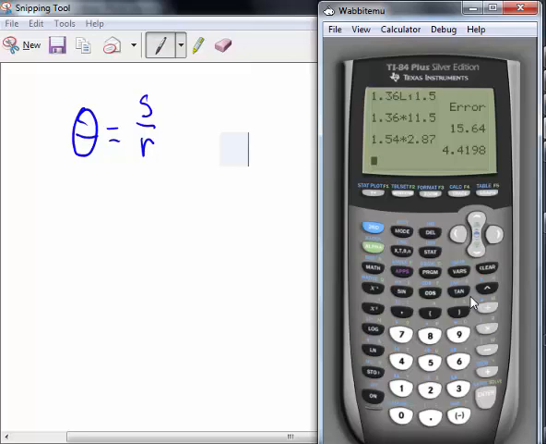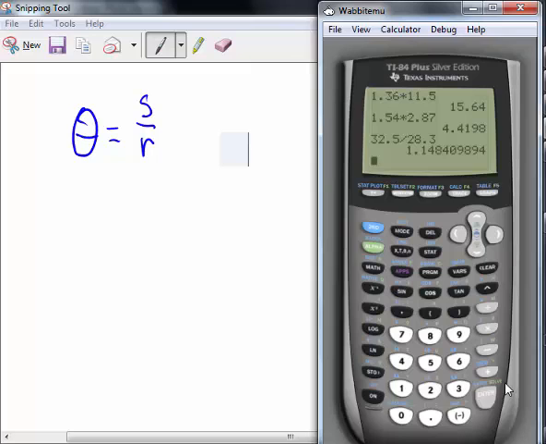Number 6, we have to go the other way around. We would get 32.5 divided by 28.3, and we would get 1.15 radians.